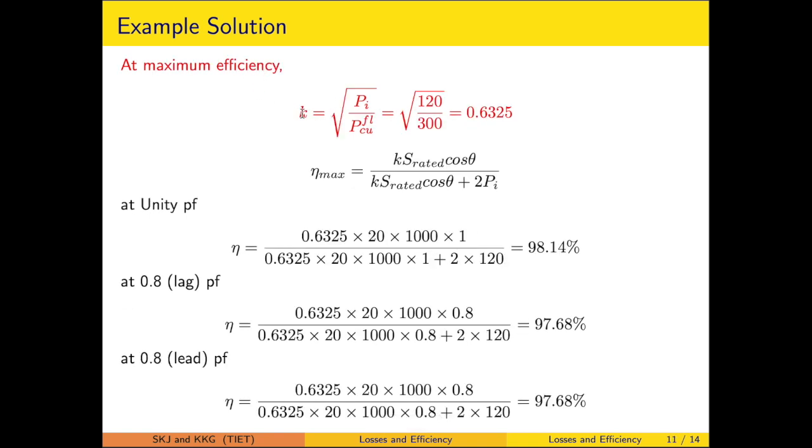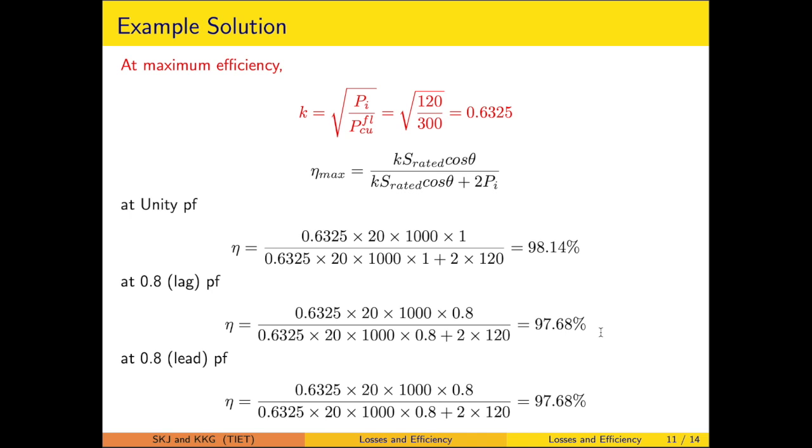So at maximum efficiency, K, which is the percentage loading term, comes out to be the square root of Pi upon PCUFL, so 0.6325. This factor is fixed, the rated kVA is fixed, only the cosine theta is changing. So at different power factor levels, ranging from unity to the lag and lead relationship, we have calculated likewise. These maximum efficiencies come out higher than the respective efficiencies calculated previously. However, at unity power factor, the efficiency is highest in comparison to the efficiency calculated at other power factor levels.